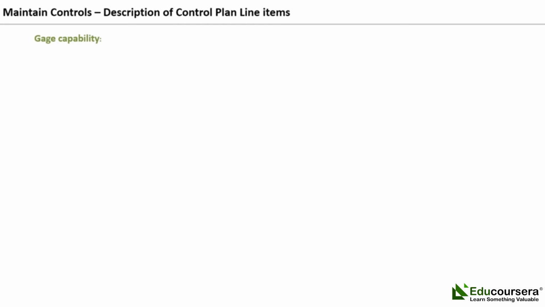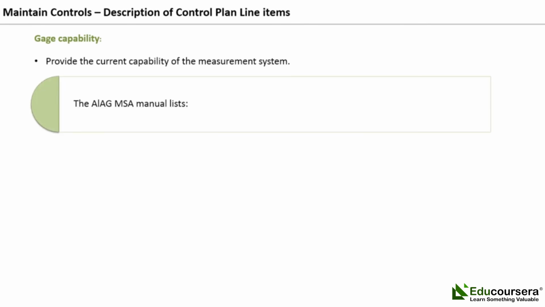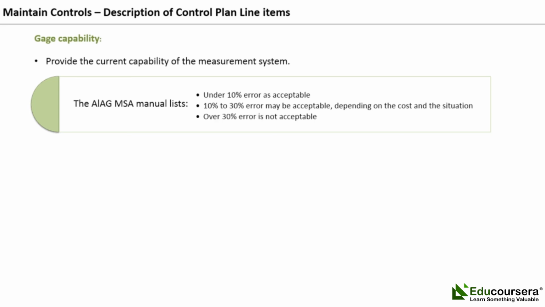Gauge capability. Provide the current capability of the measurement system. The AIAG MSA manual lists under 10% error as acceptable. 10% to 30% error may be acceptable depending on the cost and the situation. Over 30% error is not acceptable. Measurement devices may need uncertainty determinations.